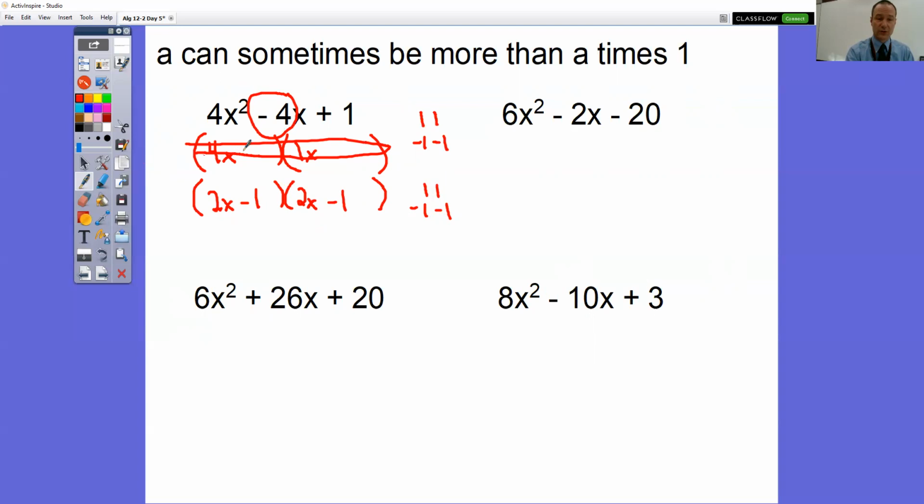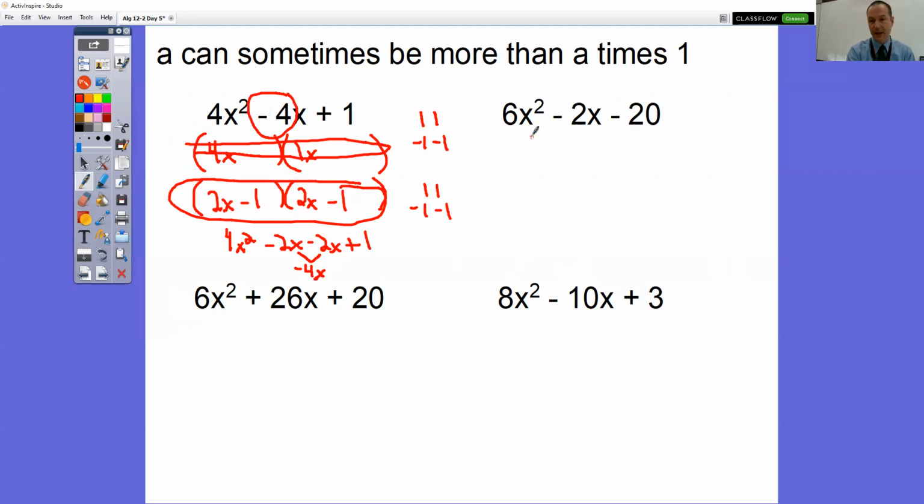So 2x times 2x is 4x squared. For my inners, negative 1 times 2x is negative 2x. 2 times negative 1 is negative 2x. Negative 1 times negative 1 does give me my positive 1. When I add my outers and my inners together, ding, ding, ding, I get my negative 4.